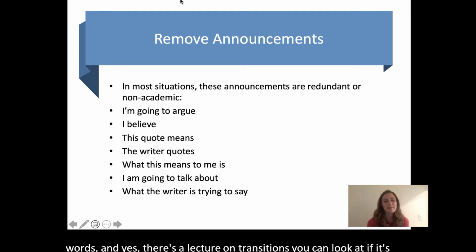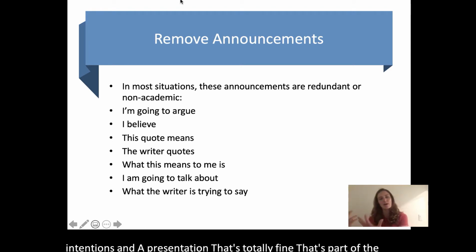Remove announcements. One of the quickest, easiest things you can do to elevate your paper is to go through it with a red pen or any color pen and look for places where you announce your intentions. In a presentation, that's totally fine. That's part of the convention, right? Today, I'm going to talk about such and such.